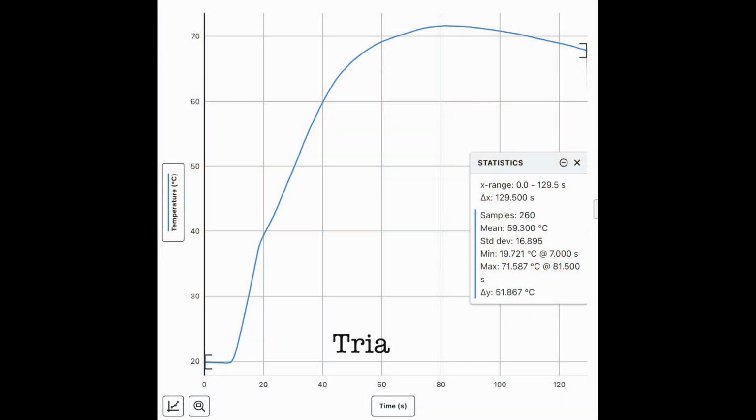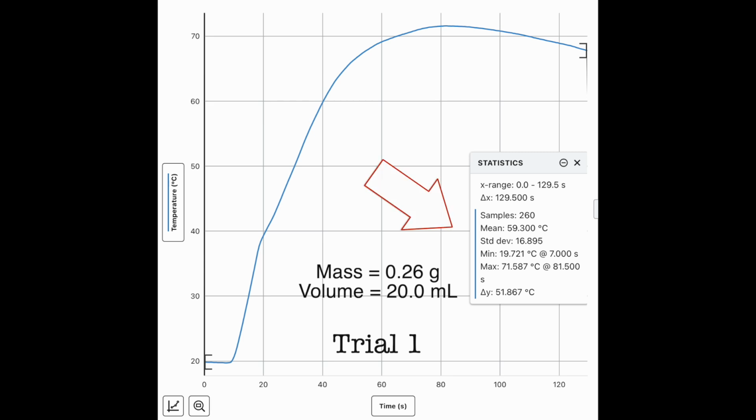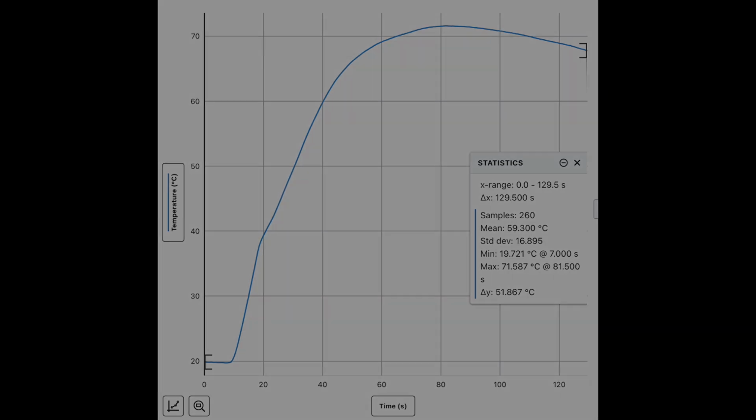Here are my results from trial 1. In this trial, I used 0.26 grams of the magnesium and 20.0 milliliters of the hydrochloric acid. In this box, you can see the minimum temperature and the maximum temperature, and I'm going to use the minimum temperature as my initial temperature and the maximum temperature as my final temperature. I input that data into my data table.